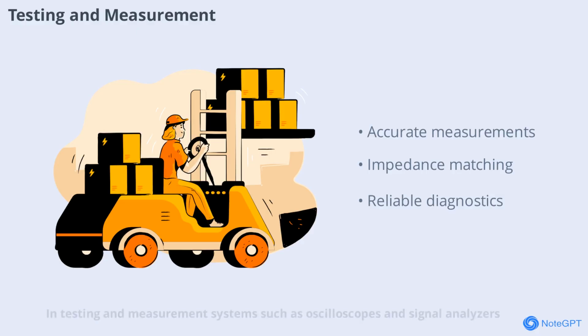In testing and measurement systems such as oscilloscopes and signal analyzers, maximizing power transfer ensures accurate readings and reliable operation. Engineers use the theorem to match the impedance of test equipment to the circuit under test, minimizing signal loss and distortion. This leads to more precise measurements and better diagnostic capabilities.